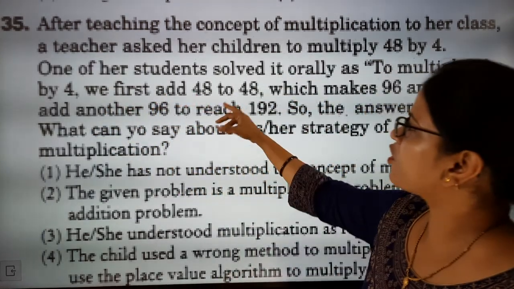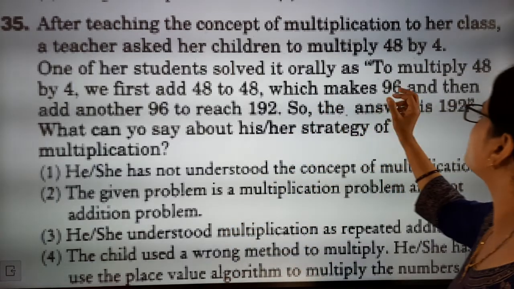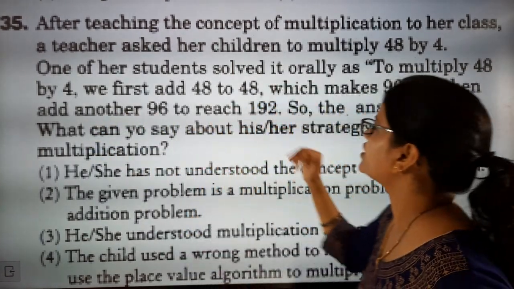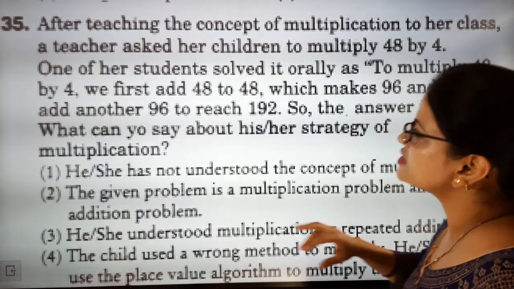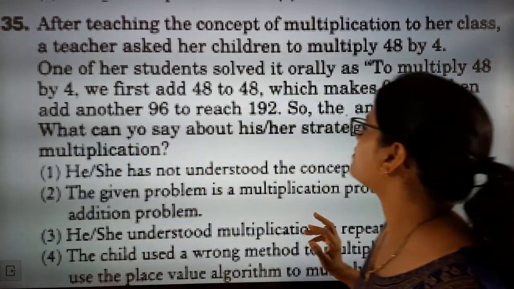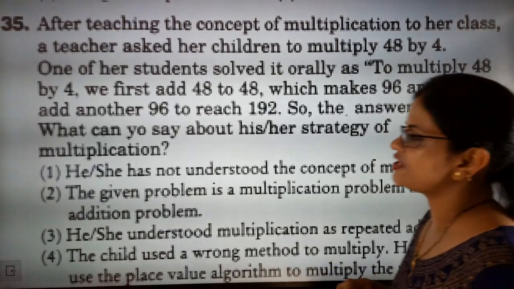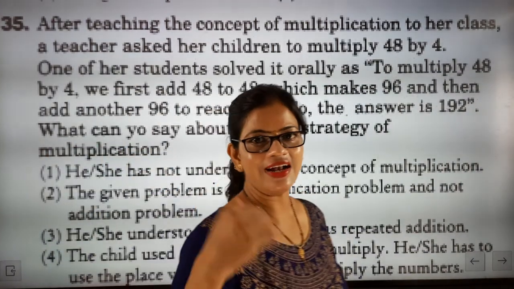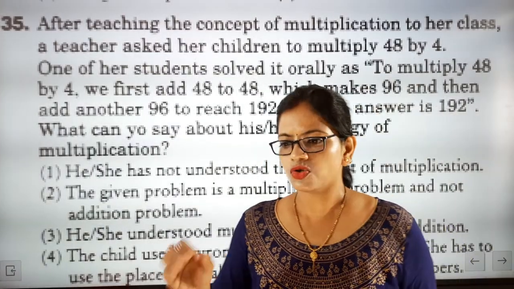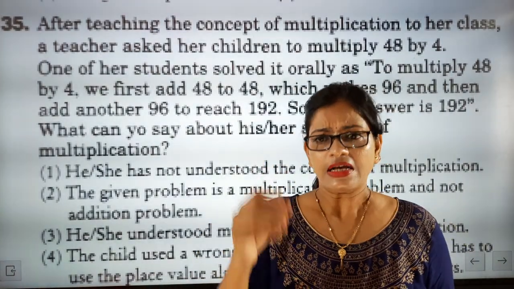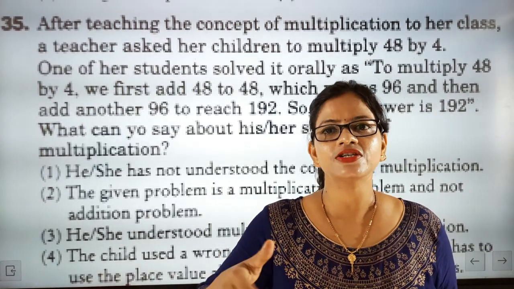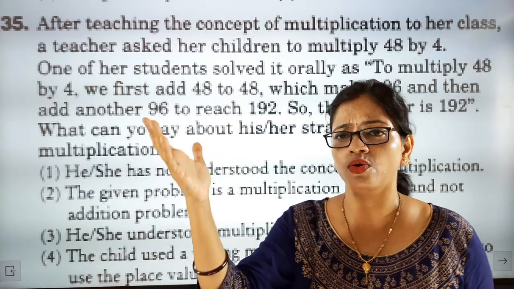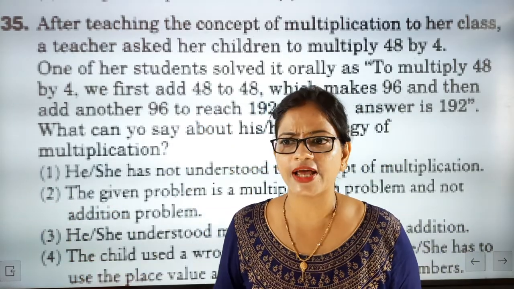Now one of her students solved it orally: to multiply 48 by 4, we first add 48 plus 48, which makes 96, and then add another 96 to reach 192. So the answer is 192. What can you say about his or her strategy of multiplication? Now the child is using some strategy here. The simple concept is that multiplication is a type of addition.